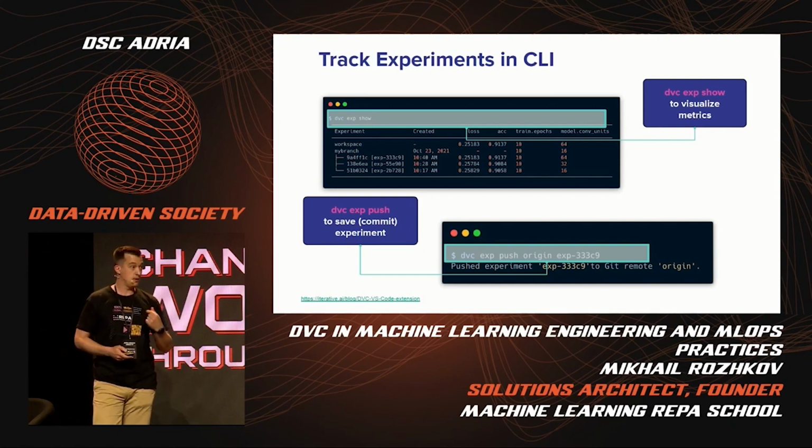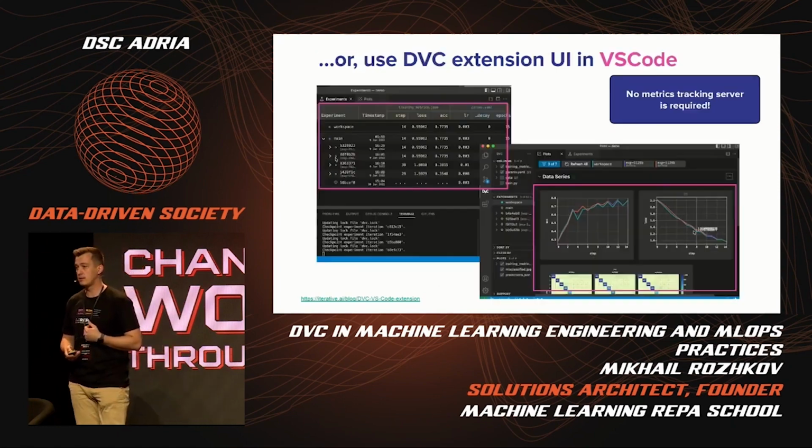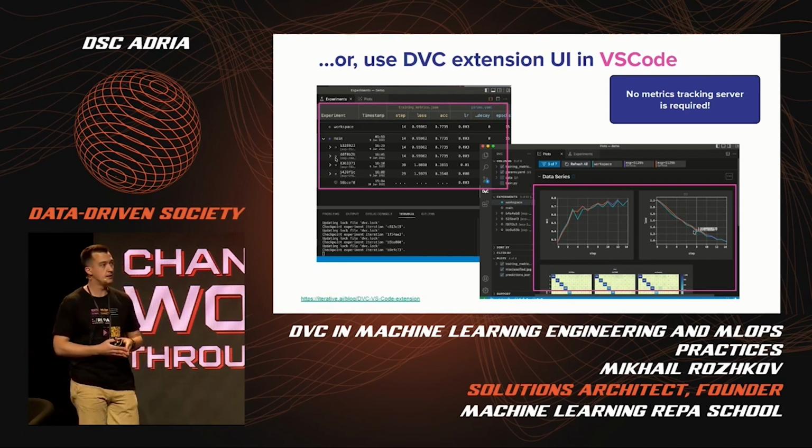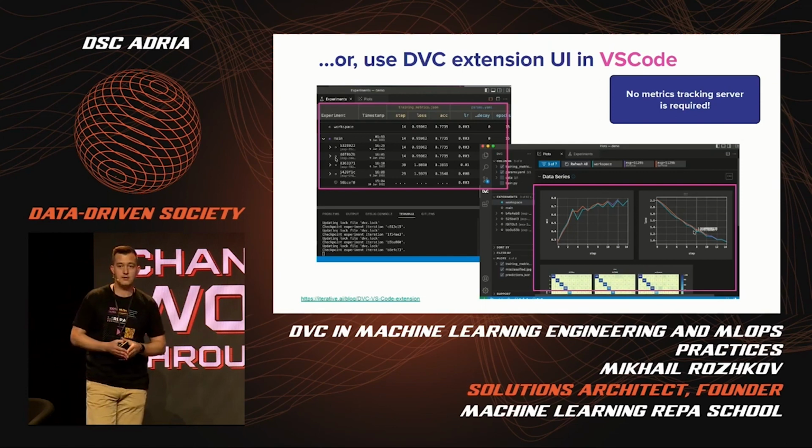But if you don't like the command line interface, you may use the extension for VS Code. This extension is actually a UI for managing your experiments, running new experiments, and doing experiment comparison. Inside your VS Code IDE, you can see tables with the different experiments you ran, with different compare metrics and parameters, and even visualize some plots for your metrics, etc.